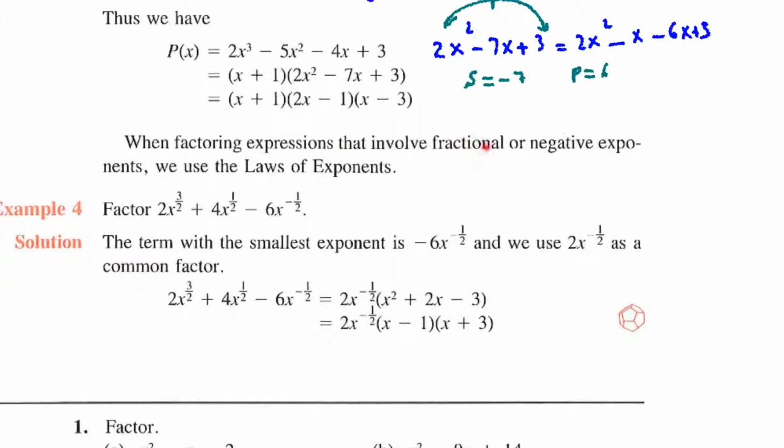When factoring expressions involved with fractional or negative exponents, we use the law of exponents. For example, 2x³ + 4x² - 6x to the power of negative 1 over 2. The smallest exponent here is x to the power of negative 1 over 2. The common factor is 2x to the power of negative 1 over 2. By factoring 2x^(-1/2), the given expression can be written as 2x^(-1/2)(x² + 2x - 3).